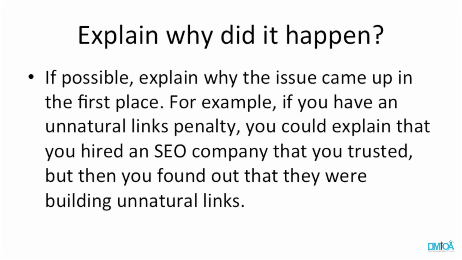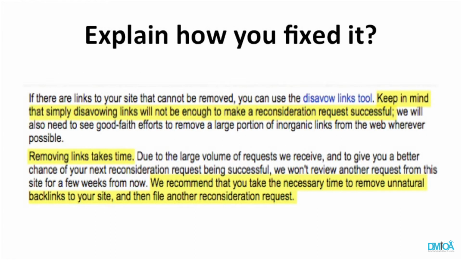If possible, explain why the issue came up in the first place. For example, if you have an unnatural links penalty, you could explain that you hired an SEO company that you trusted, but then you found out they were building unnatural links. So explain how you fixed the issue in a step-by-step procedure. Google wants to see that you made a real effort to fix the problem yourself. And as you can see, this is how they explain it in their text.